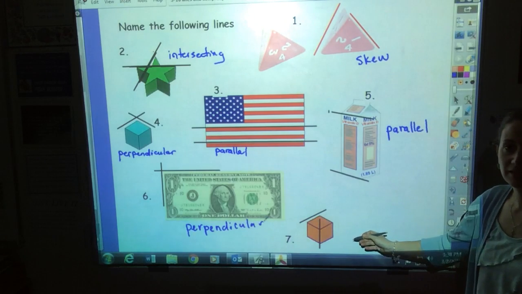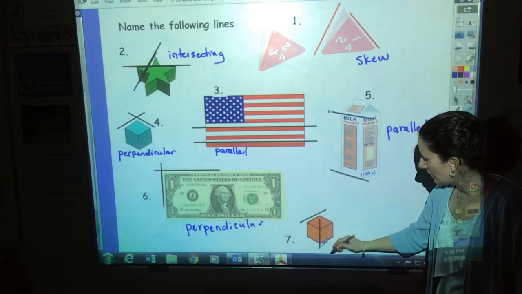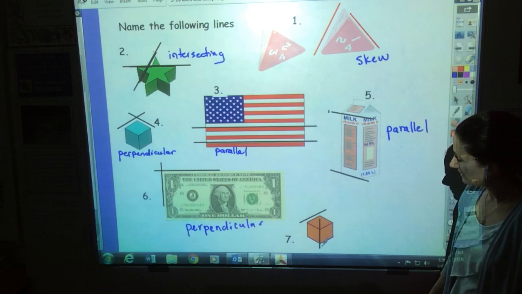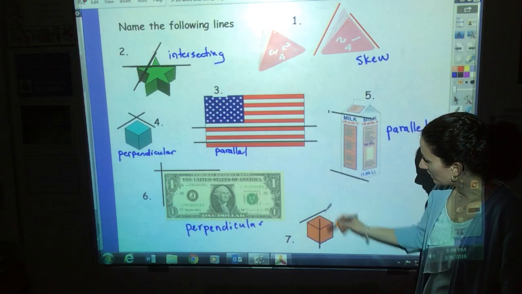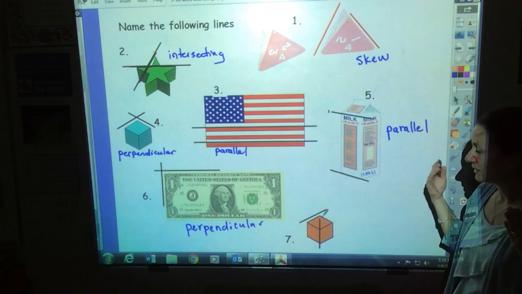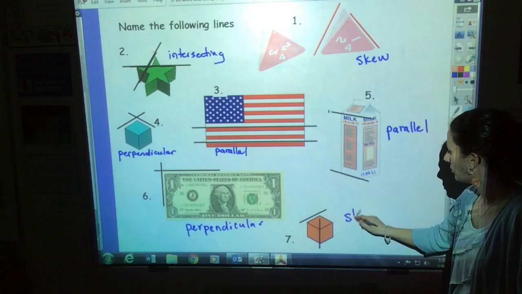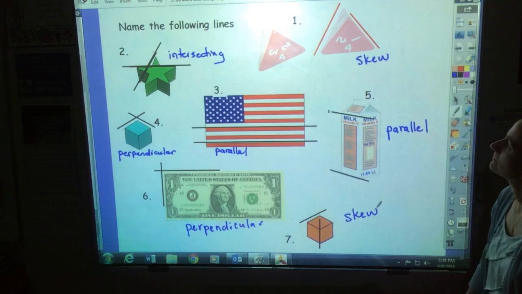And lastly, down here, we've got another cube. This time, we have a line on, it looks like one of the side faces, and this line is on the top surface. So there are lines that are lying on different planes. They're on different faces of that cube. So these are skew lines.